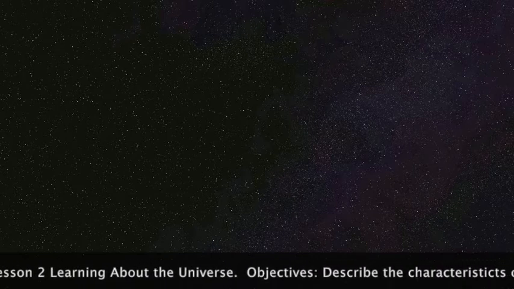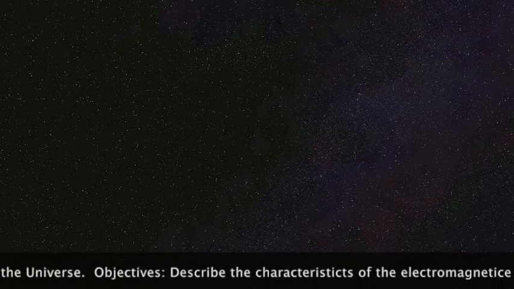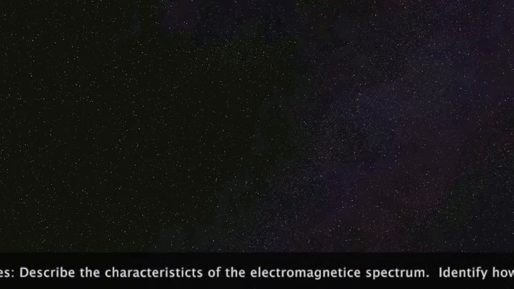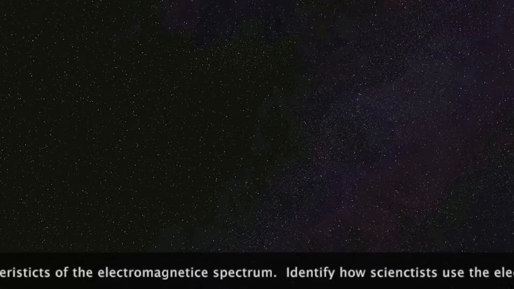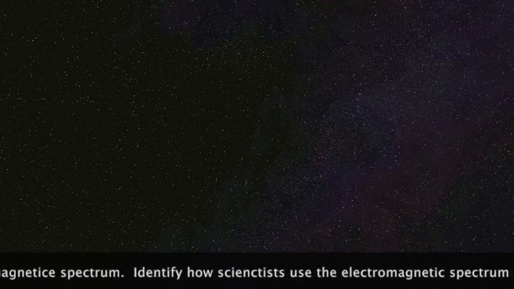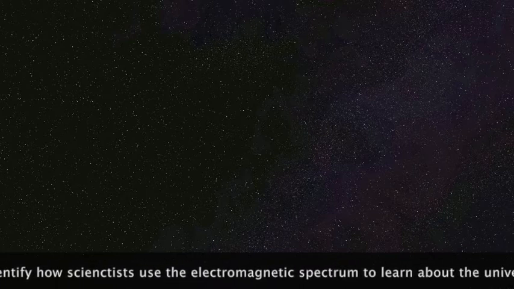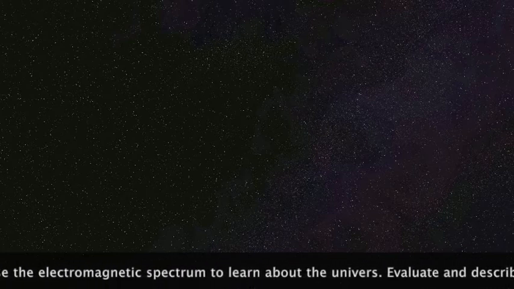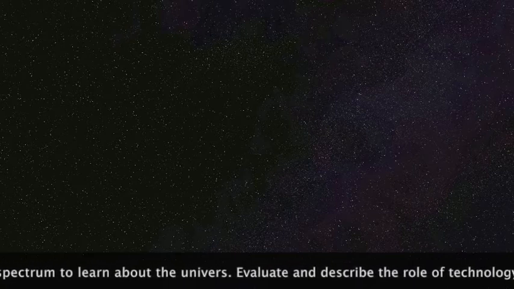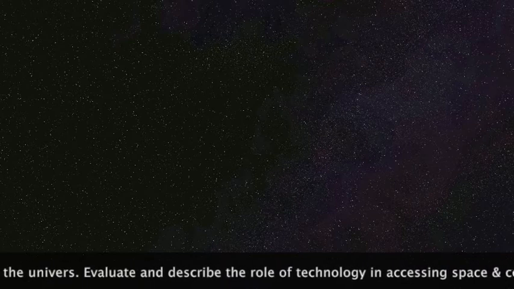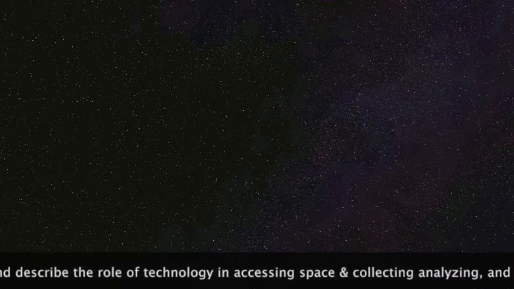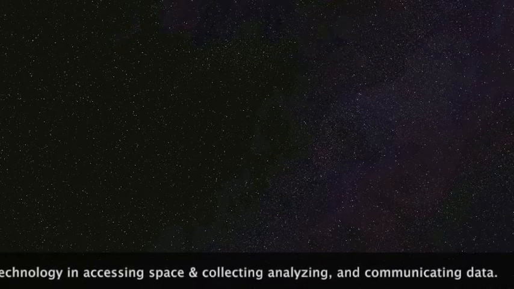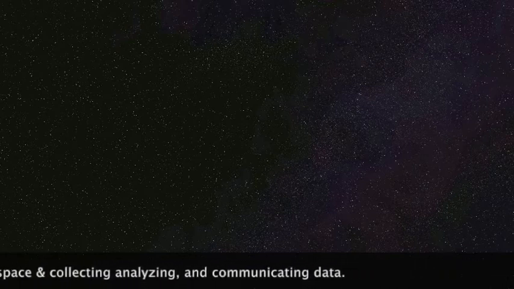So now we're going to be looking at a new lesson. Topic 12, lesson 2 is all about the tools we use to learn about the universe. So at the end of this, I want you to be able to describe what the electromagnetic spectrum is, okay? And also tell me how we use that electromagnetic spectrum to learn about the universe in general. Another thing that I hope you're able to do by the end of the week when you take the quiz is talk about the role of technology in accessing space and also in collecting and communicating data.